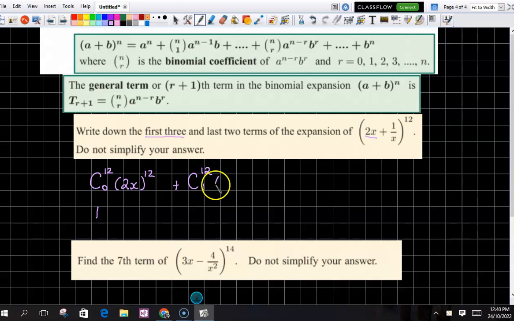And then it's going to be 2x to the what?